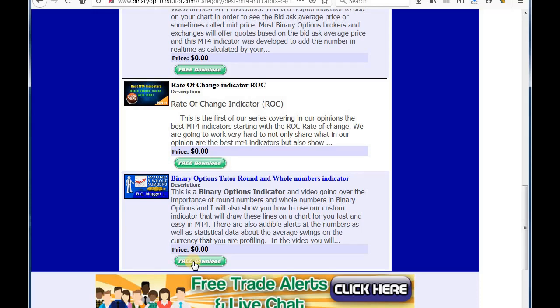What's in there? The round and whole numbers, the value area based on the previous day, the pivot points based on the previous day, the statistics, the swings for the last however many days you want to set it to. So there's a lot that's already there.